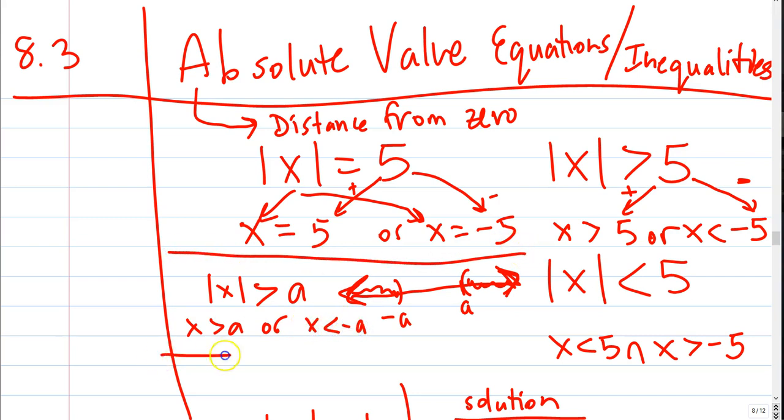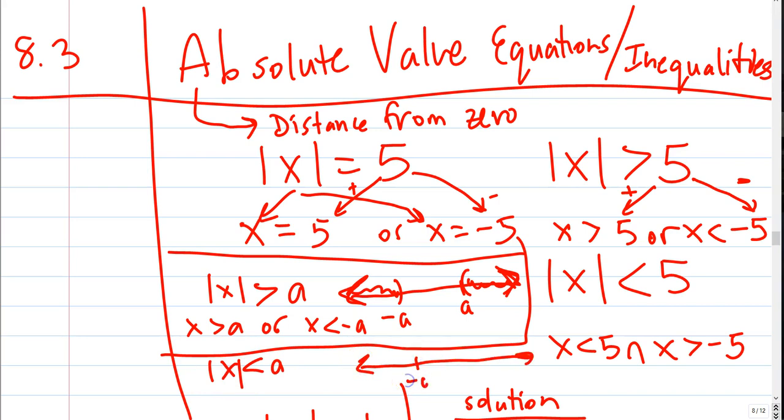Doesn't that look kind of like what we dealt with before? Well, if it's the absolute value of x is less than a, then it tends to be what? Well, negative a and a, but it tends to be an and, so it tends to be greater than the negative, less than the positive, and we just keep the overlap. So these tend to be and statements. I just messed that up. This one should be greater than. Anyway, so that's kind of a cheat sheet for how that works.